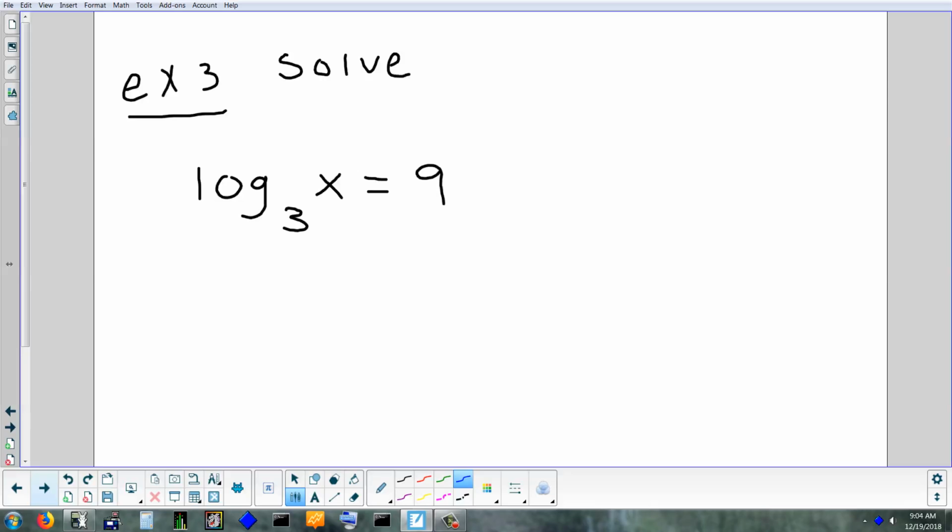Okay, let's look at this one. Log base 3 of x equals 9. Easier than the last one. What could I do with that one?